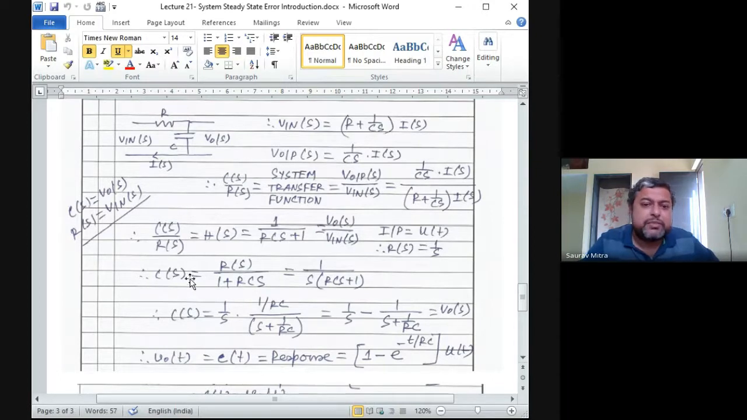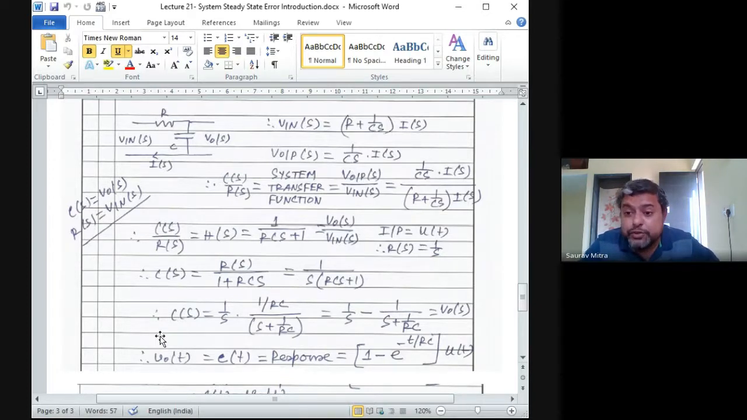So that means C(s) becomes R(s) divided by 1 plus RCs. Now R(s) I am giving as a step input, so this R(s) I am writing as 1 by s into (RCs plus 1). Is it understandable, Vinay? Yes, sir. Okay, so this is 1 by s into (RCs plus 1). What is this? This is the response, C(s).